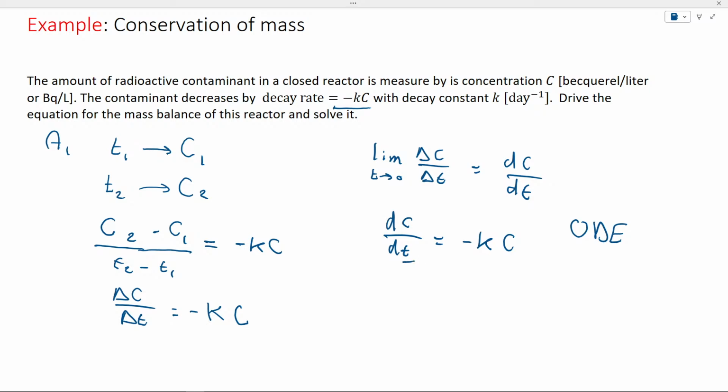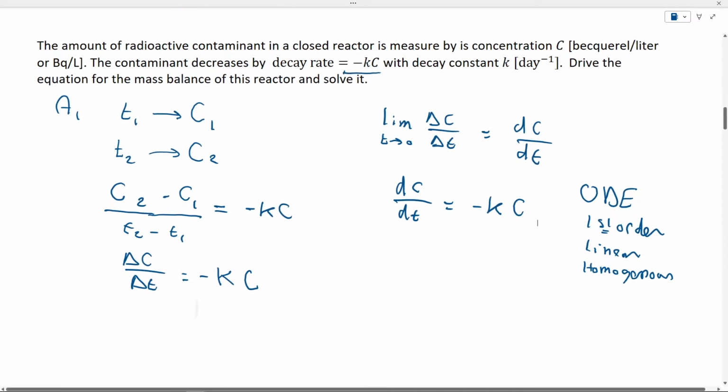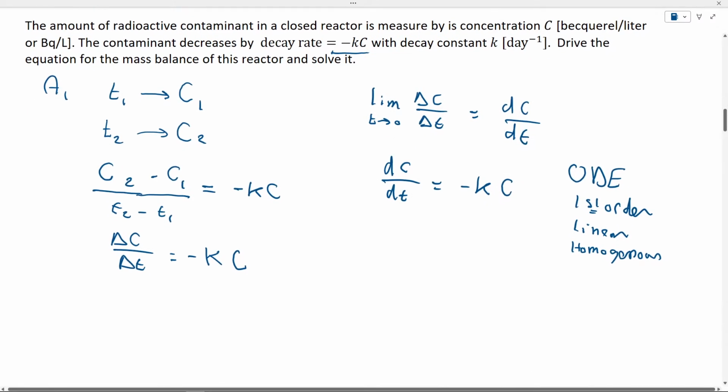Is this first order or second order? This is first order, because we only have the first derivative of concentration with respect to time. Is this linear or non-linear? It is linear because the decay term here has c to the power of 1. Is this homogeneous or non-homogeneous? This is homogeneous, because we don't have any extra function of t here. So this is a first order ordinary differential equation that's linear and homogeneous.